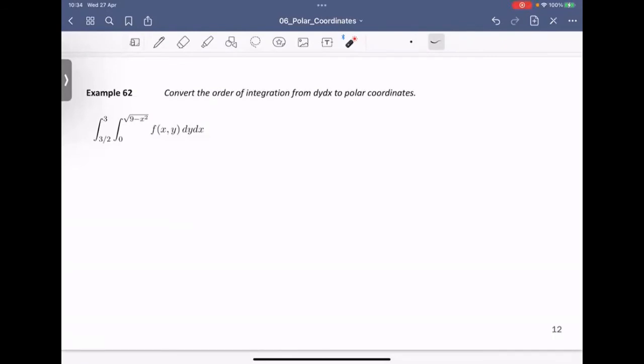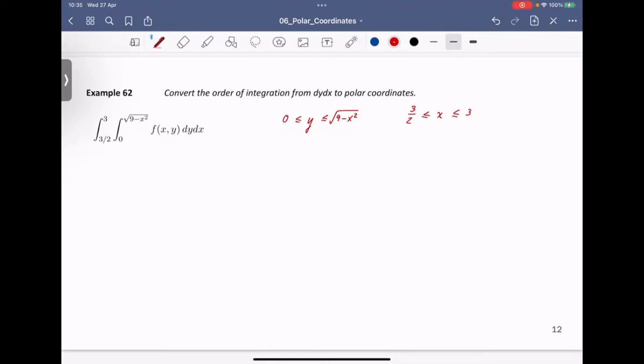If you remember the technique that we learned in the first week after Songkran, I told you it's better to write out the domain first. It's going to be y from 0 to square root of 9 minus x squared, and then x from 3/2 to 3. All right, this is the hardest part now. So how do I get the picture from this thing?